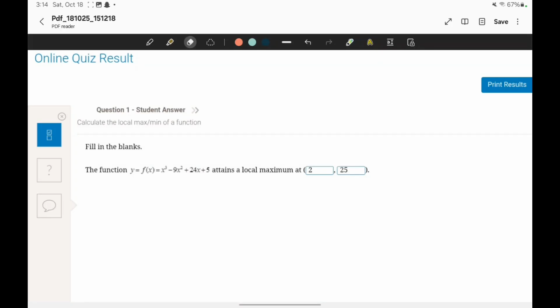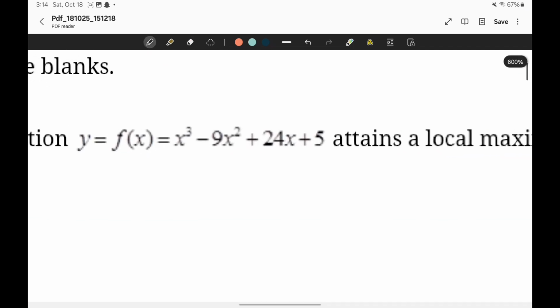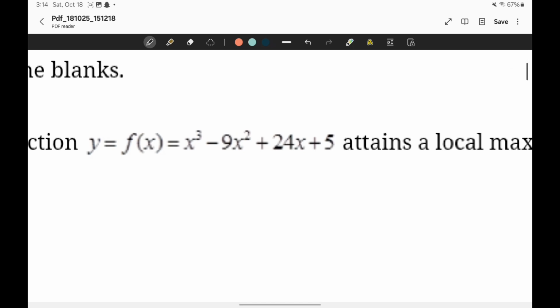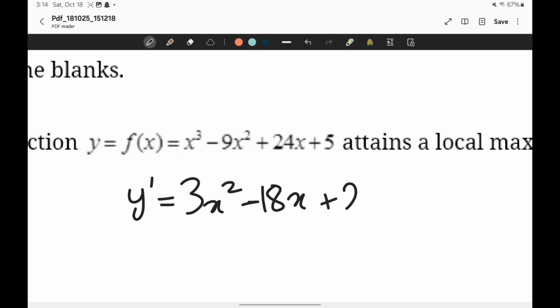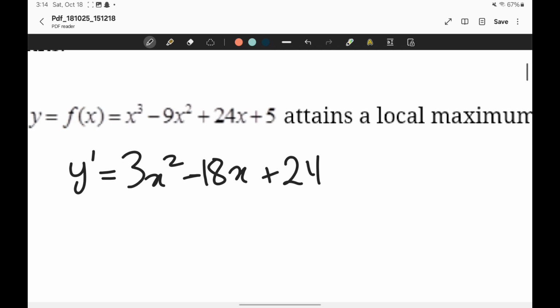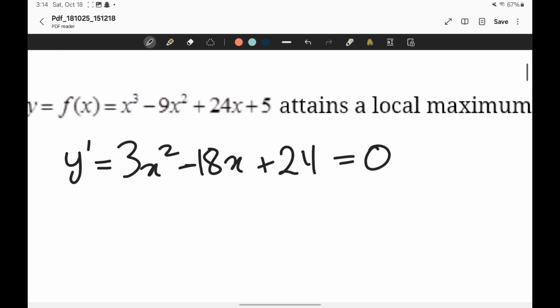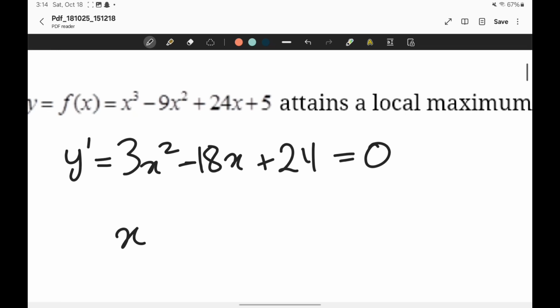Okay, 4.3, number 1. They give you a function and they want the coordinates of the local maximum. To find the local maximum or minimum of any function, you need to derive first. That means it's 3x squared minus 18x plus 24. Okay, you equate this to 0 and you get 2 roots. You can put this on your calculator, you get x is 4 and x is 2.